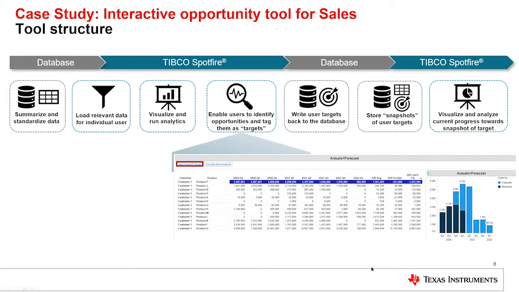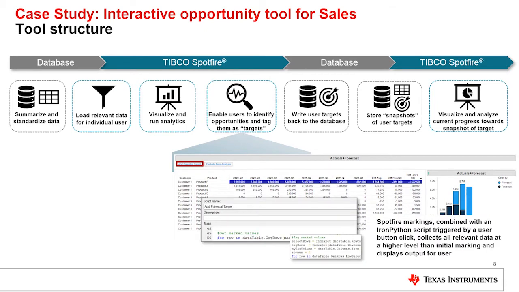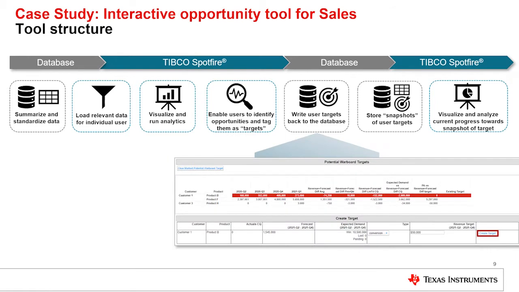Users can mark data in any of the visualizations and add a potential target. An IronPython script is used to tag all of the marked customer product combinations, and then the resulting potential targets are all shown together, and the user can select one of these targets to create a target. A stored procedure is used to write the data to a target table in the database.